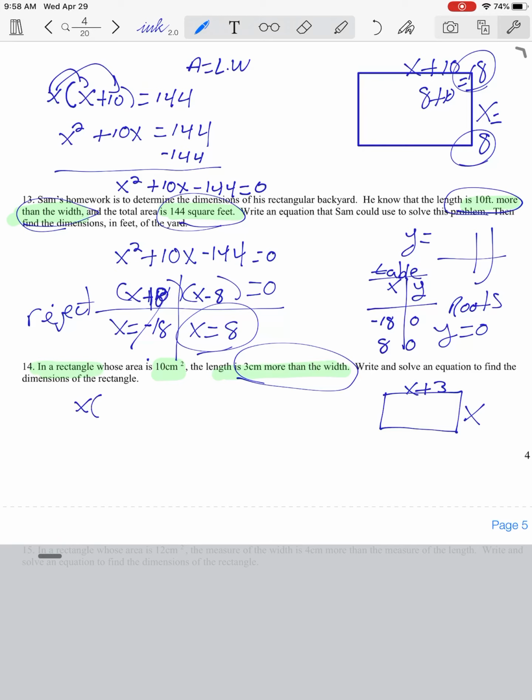I know my area is length times width. X times x plus 3 is going to equal 10. It gives it to me. Now I know I must distribute. X times x, x squared. X times 3, 3x. That's going to equal 10. Move the 10 over. Everything has to go to the x squared side. It's like a magnet. It pulls everybody over. So when we move it over, we change the sign. X squared plus 3x minus 10 equals 0.